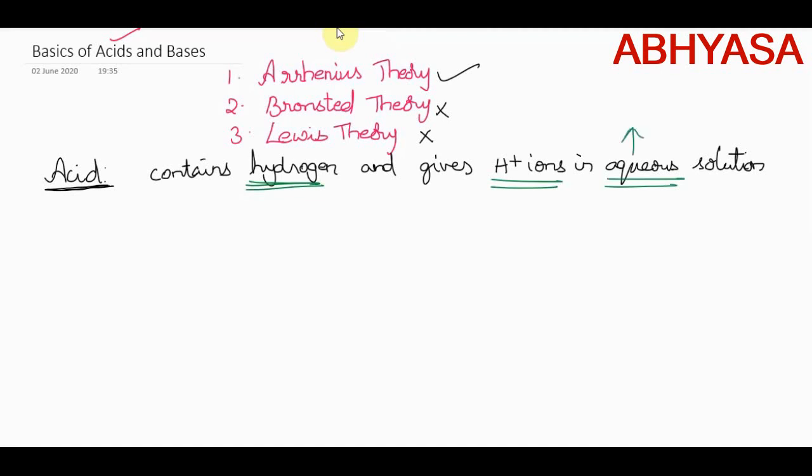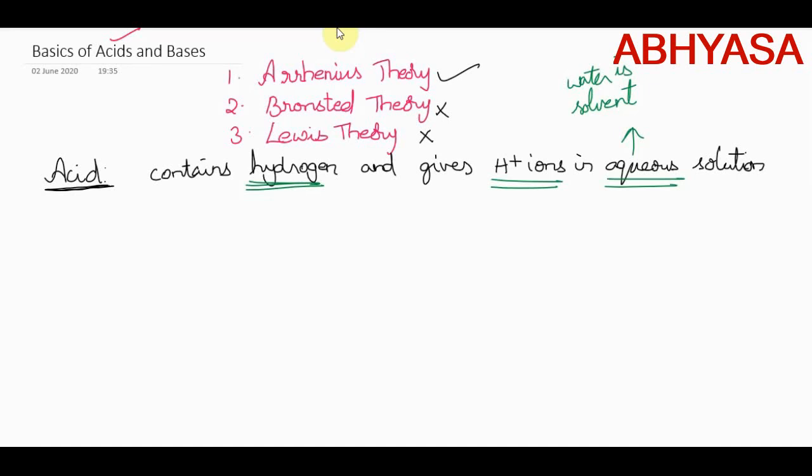What is aqueous solution? The solution which is made by taking water as the solvent. So whenever water is the solvent or any substance is dissolved in water, that is called the aqueous solution. So wherever I get new words, I keep on explaining those terms also so that you will be familiar with all the technical words.